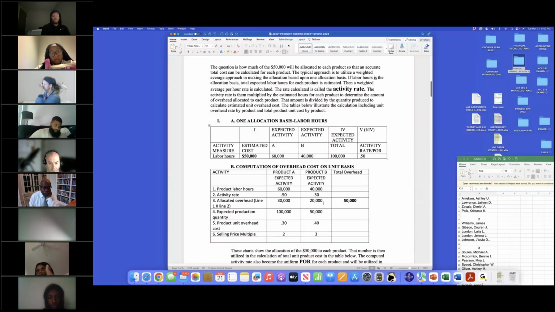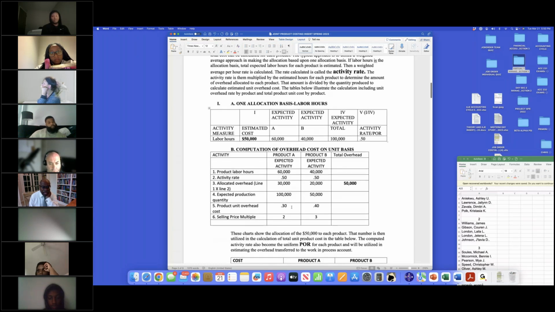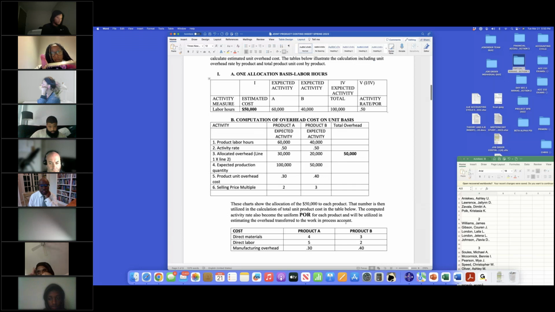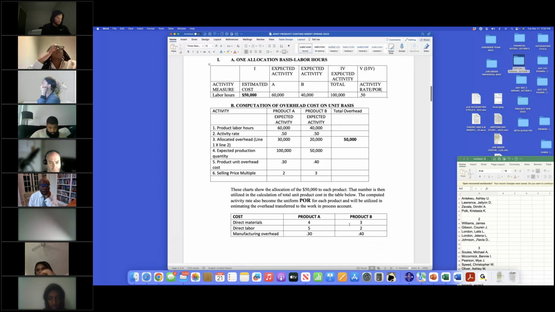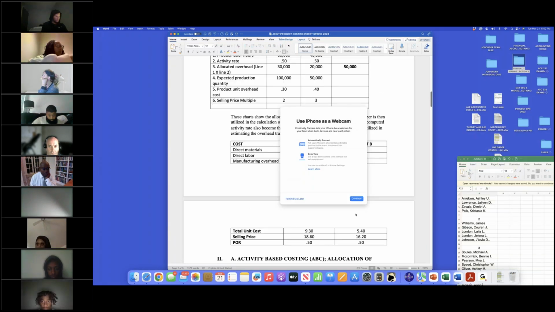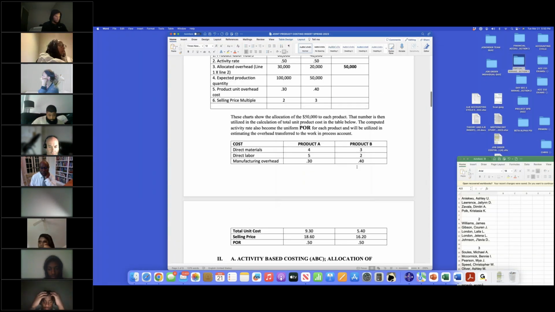by the production quantity, and we get the unit overhead. So the unit overhead cost for A is 30 cents, for B is 40 cents. And our selling price multiples is 2 and 3. Now, you've always got to go through and make this calculation on the table and let me know what your unit cost, selling price, and POR is. Some of you did not do that.